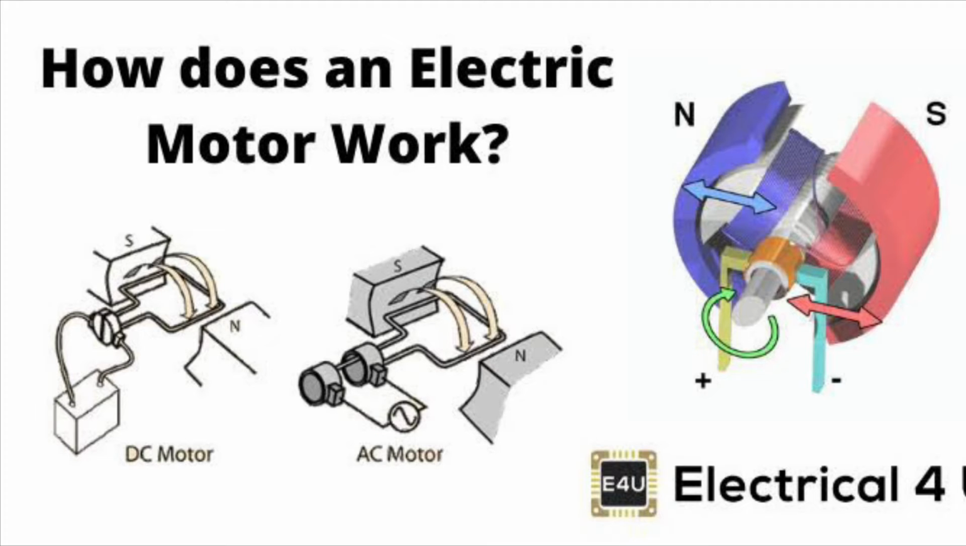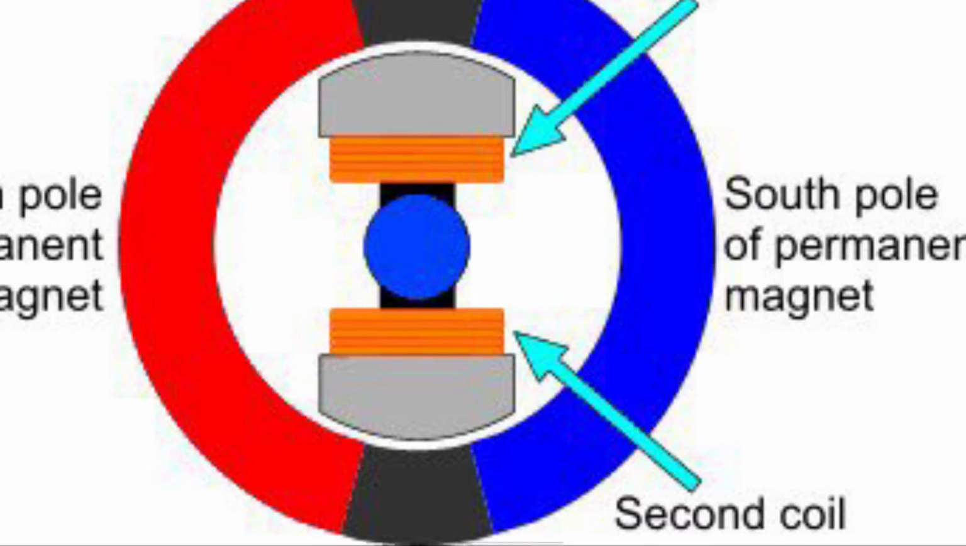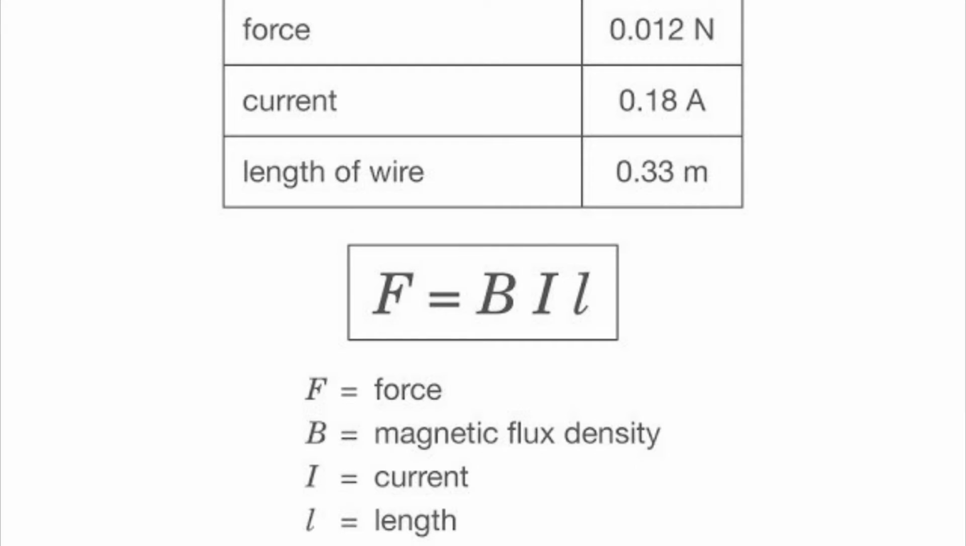But there are some rules that need to be applied. The first, B, I, and L need to be constant. The next one is the torque rules, which are F equal BIL, which we use to calculate the force. And the last one is the Fleming left-hand rules.